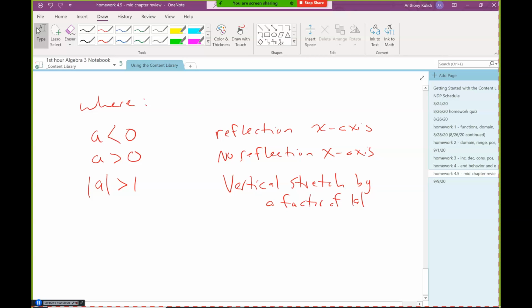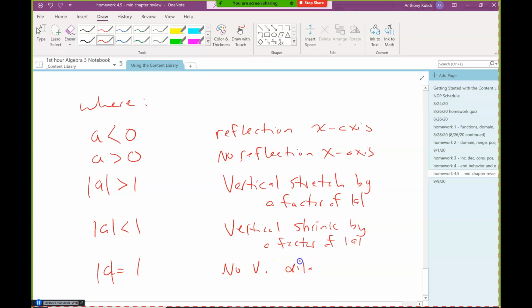If the magnitude of A is greater than 1, and when we put the absolute values around something, we're talking about the magnitude, just the relative size of the number, not including its sign, that's going to describe a vertical stretch by a factor of A. So A is in charge of two things, right? It's in charge of reflection across the x-axis and a dilation vertically. If the magnitude of A is less than 1, this is going to be a vertical shrink by a factor of A. And if the magnitude of A is equal to just 1, there's no vertical dilation. Okay?